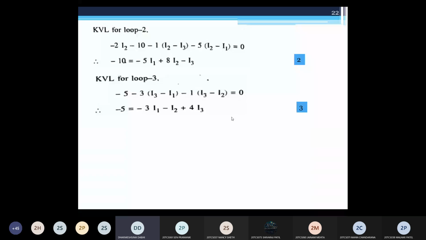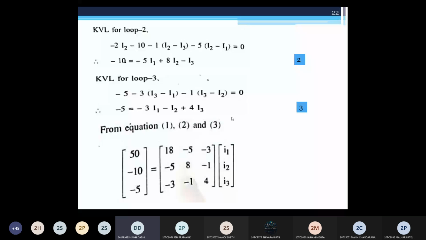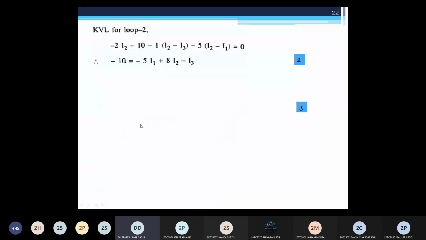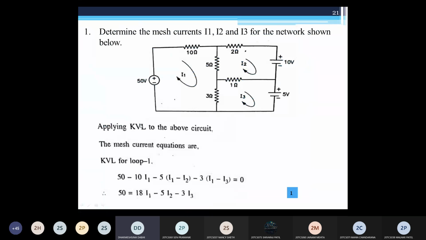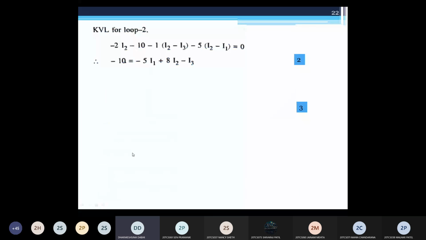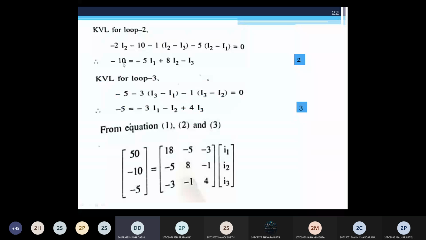Okay, so next step is what? By using these three equations, make the matrix. So you can see that we have first column of voltage, 3 cross 1 voltage source. In the first equation, we have voltage source of 50. So first term is 50. Second equation has voltage source minus 10. And third equation has voltage minus 5. So our matrix becomes 50, minus 10 and minus 5. That is of our voltage.